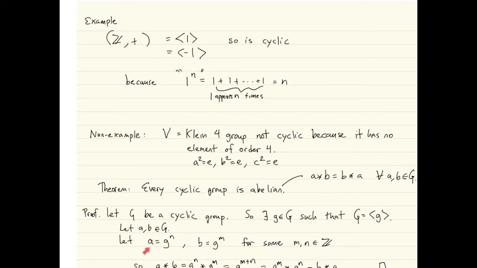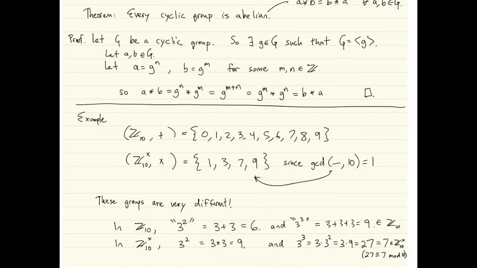Now a, because it's an element of the group G, is equal to some power of g. So a is equal to g to the n, and b is equal to g to the m for some integers m and n. Then a times b is equal to g to the n times g to the m. In other words, g to the m plus n. Why is this the case?